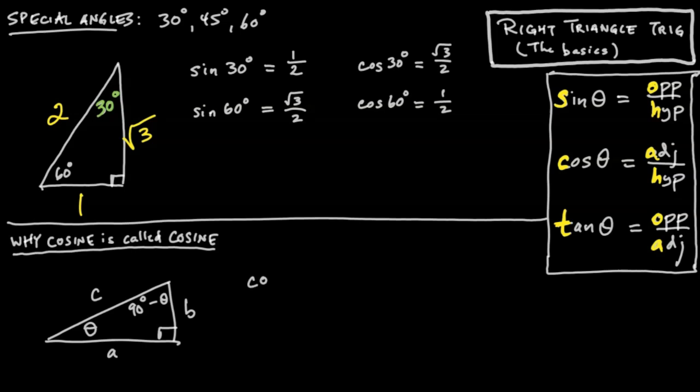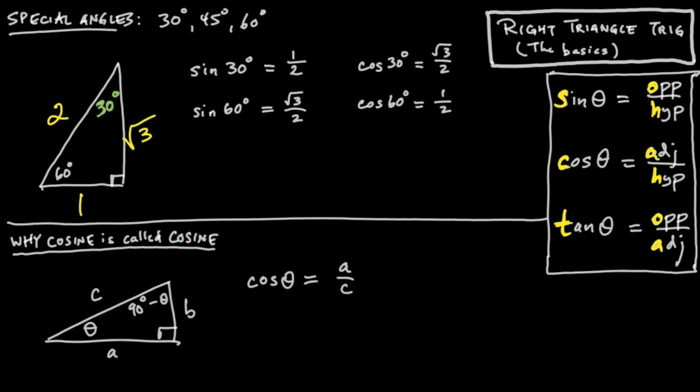Now, I want to think about the cosine of our angle theta. In terms of the labels that I've put on the sides, what is the cosine of theta? So CAH TOA, adjacent over hypotenuse. A is the side adjacent to theta, and the hypotenuse is C. So cosine of theta would be A over C.